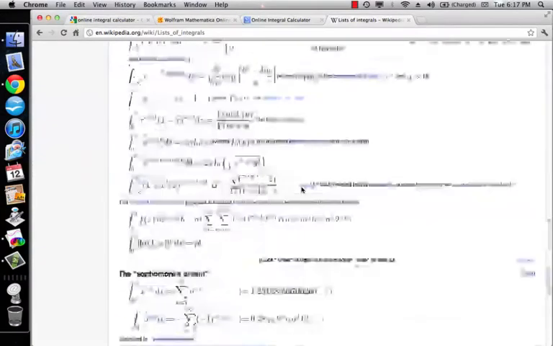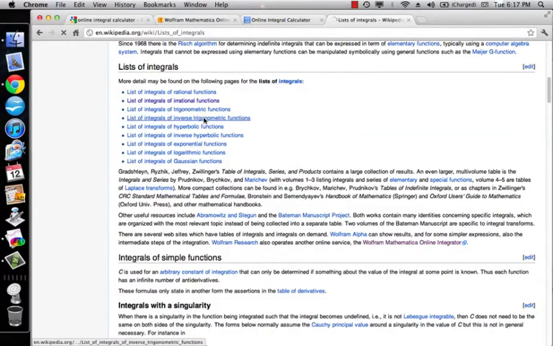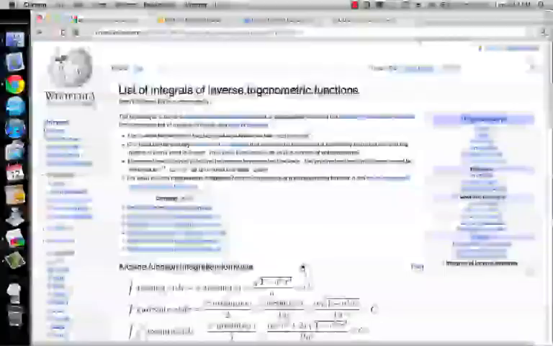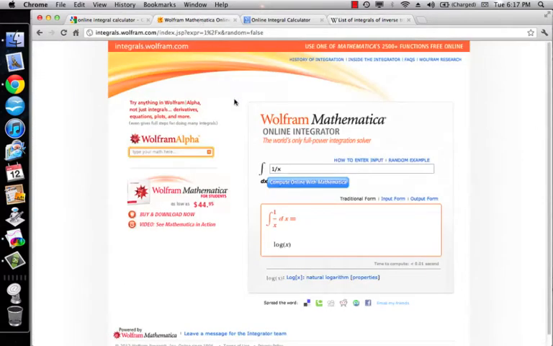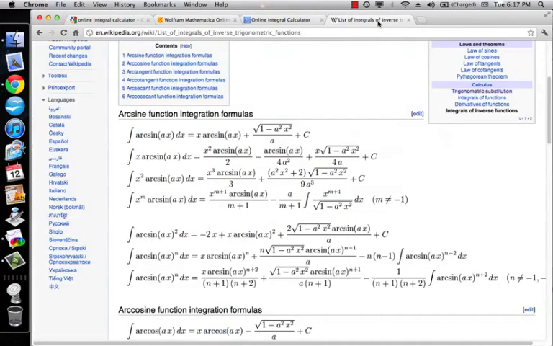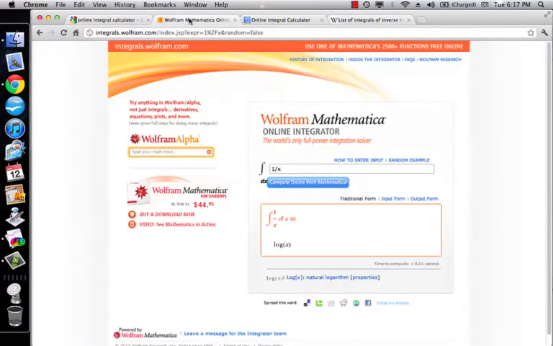You can scroll down and it goes on, and it has all these different things here, and they're all very complicated. So the point that I want to make is that you can actually replace the list of integrals more or less by going to an online integral calculator.